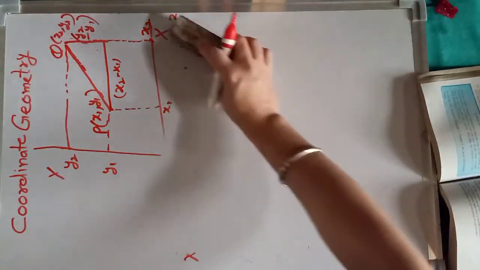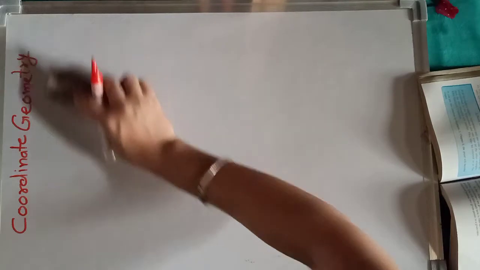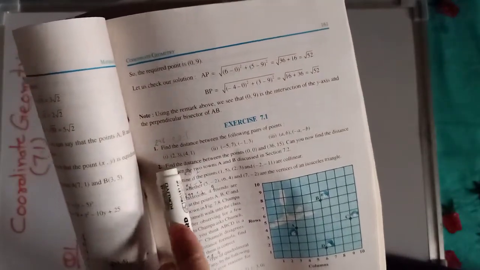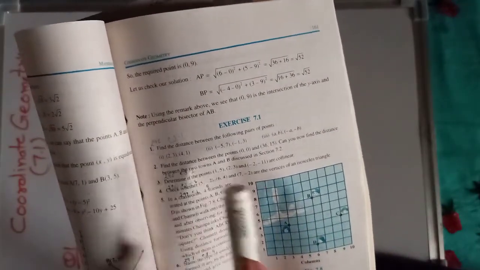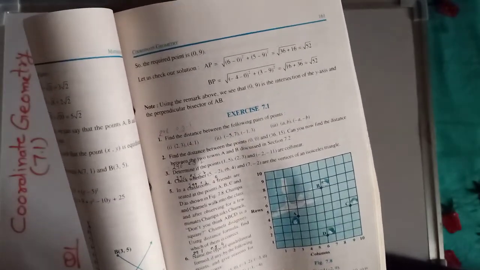Now let us start with exercise 7.1. Here question number 1 is, let me share the question with you first of all. You have to find the distance between the pairs of points: (2, 3) and (4, 1); (-5, 7) and (-1, 3); and so on. So let us start.